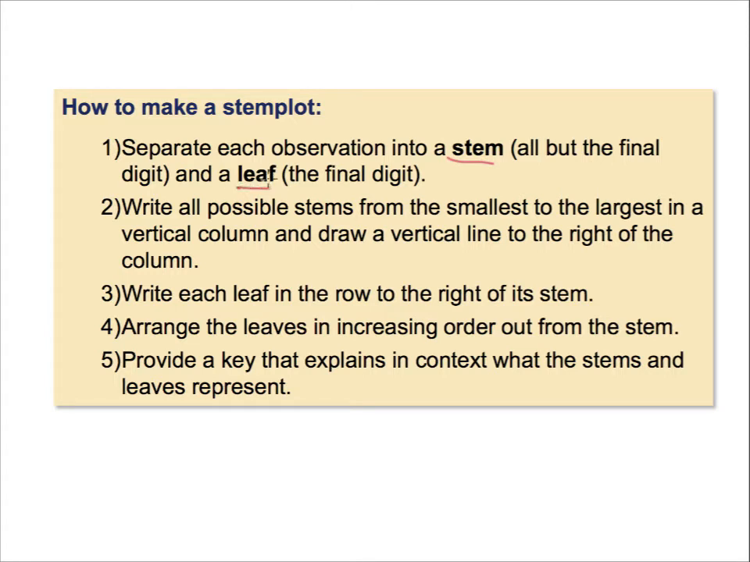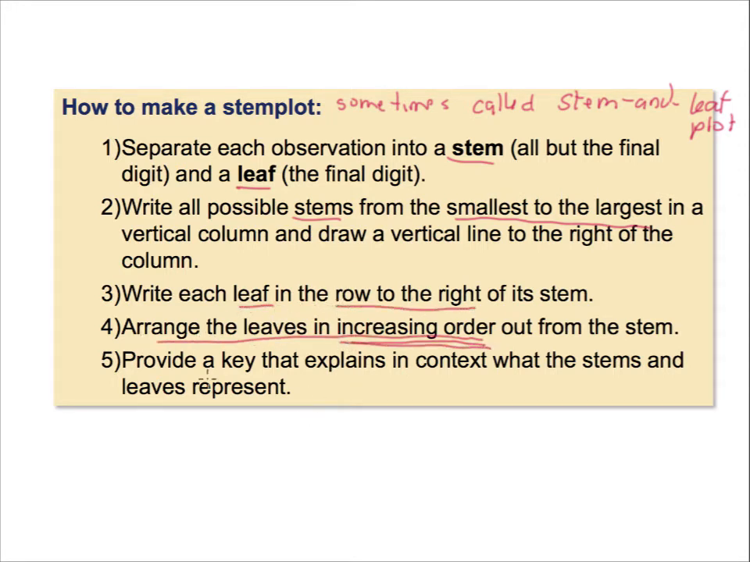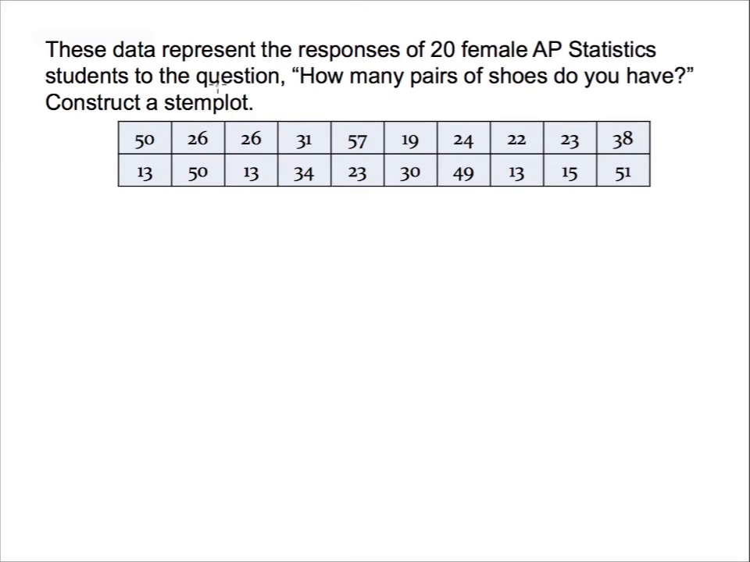Okay, now we're going to look at our second type of graph, which is called a stem plot. Sometimes this is also called a stem and leaf plot, and you'll see why in a moment. One thing we need to do is separate each observation into a stem, which is all but the final digit, and a leaf, which is the final digit. Then we write all possible stems from the smallest to the largest, make a vertical line, and plot each leaf in rows. Then we put them in increasing order, and then we make a key.